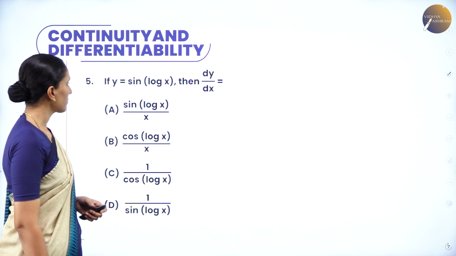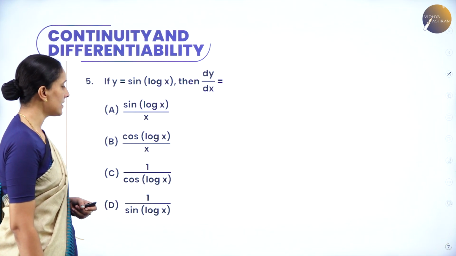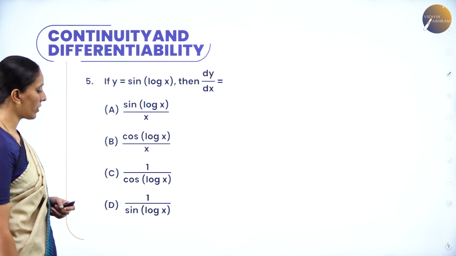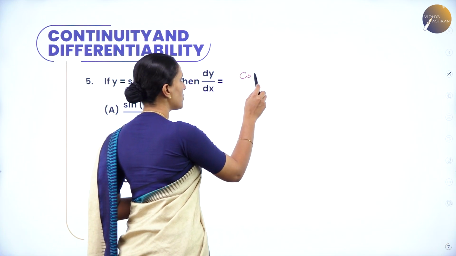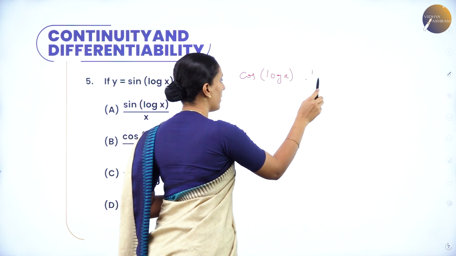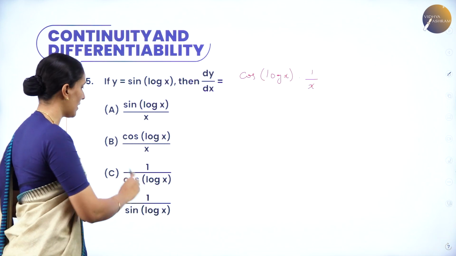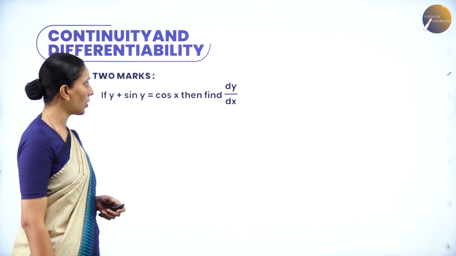Next one. If y is equal to sine of log x, then dy by dx is: sine log x by x, cos log x by x, 1 by cos log x, 1 by sine log x. The derivative of sine of log x is cos of log x, and the derivative of log x is 1 by x. So cos of log x by x is the correct answer. That is option B. Now let's take 2 more questions.